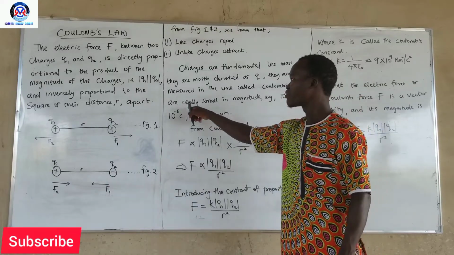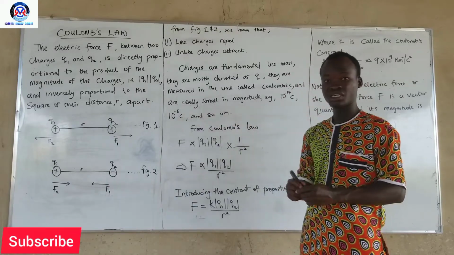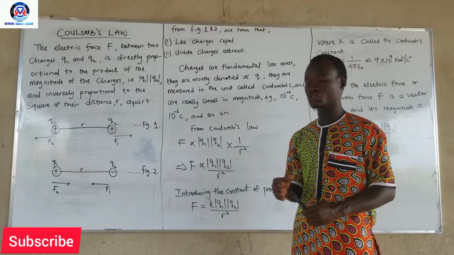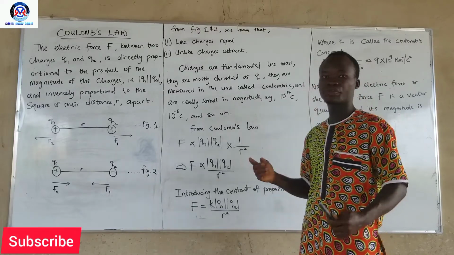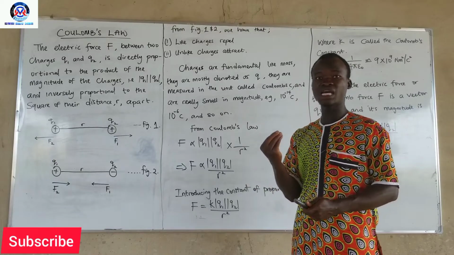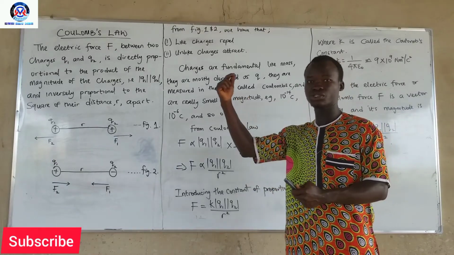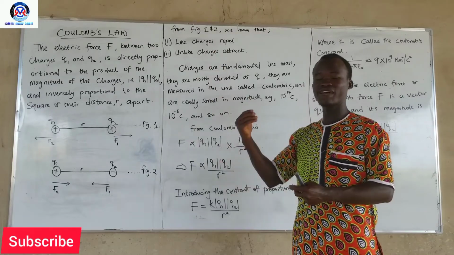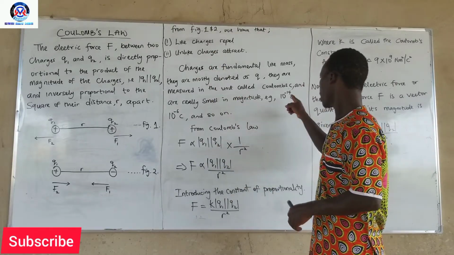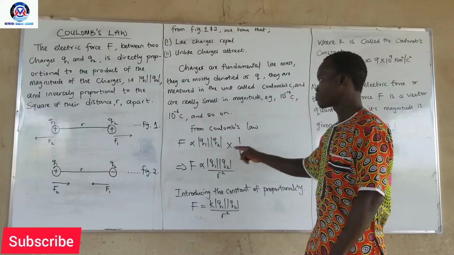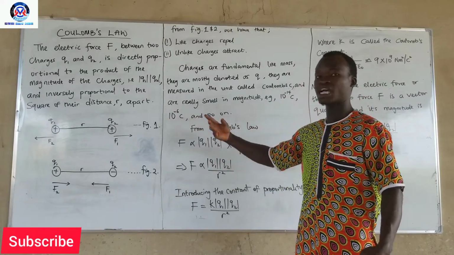And charges are really small in magnitude. For example, 10 raised to the power minus 14 coulomb. Imagine how small 10 raised to the power minus 14 is: 0.000000... So they are very small in magnitude. Examples are 10 raised to the power minus 14 coulomb, 10 raised to the power minus 6 coulombs, and so on.